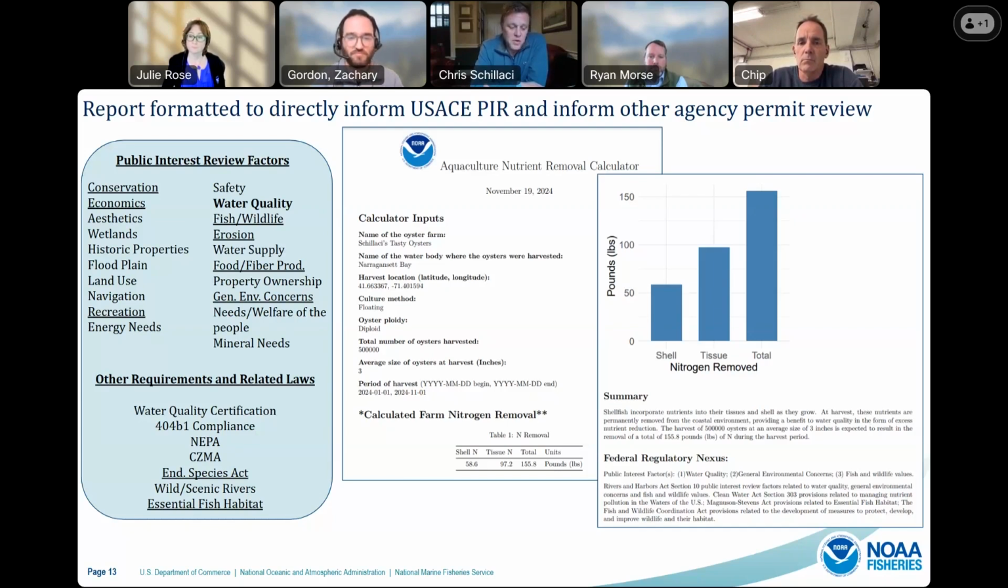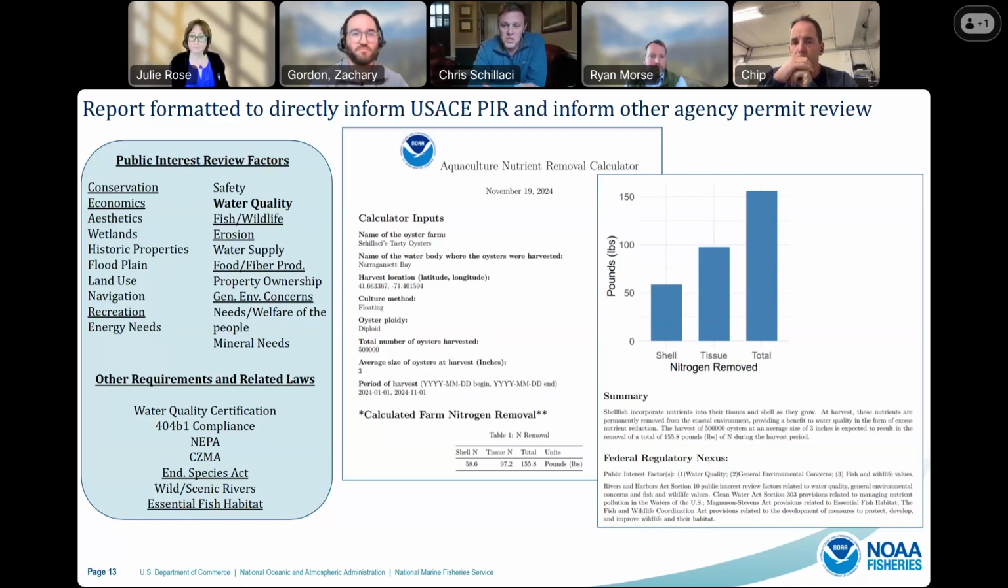You're going to get this table as well as a summary text. It's very succinct, short text that's project specific and includes the ecosystem value of this work. And then it also references the federal regulatory nexus. This is also relevant in the essential fish habitat consultation, as well as other reviews, possibly if we're dealing with water quality as it relates to protected species.